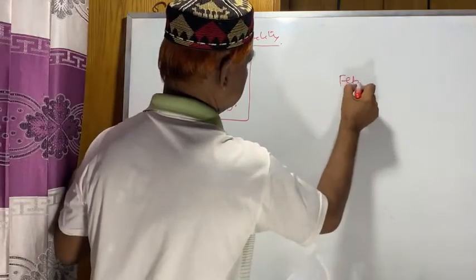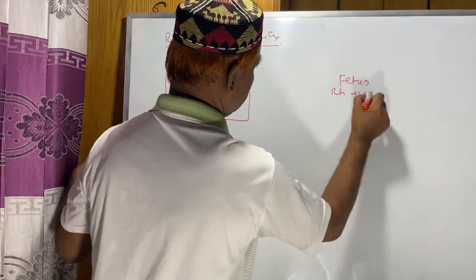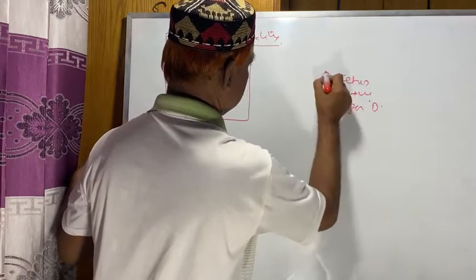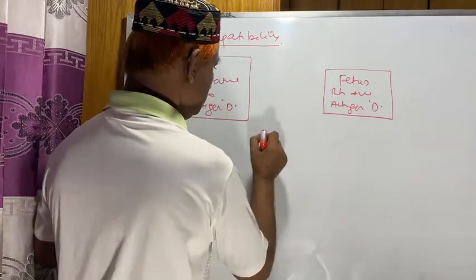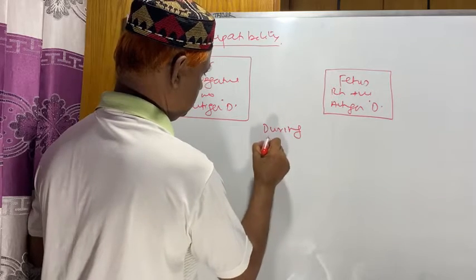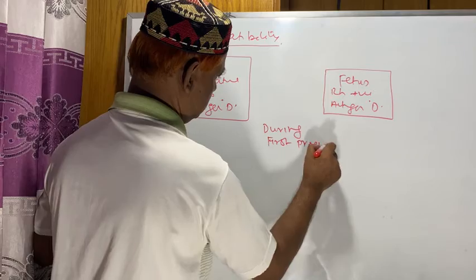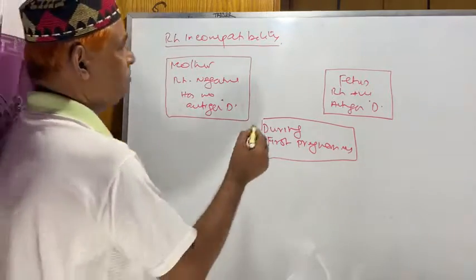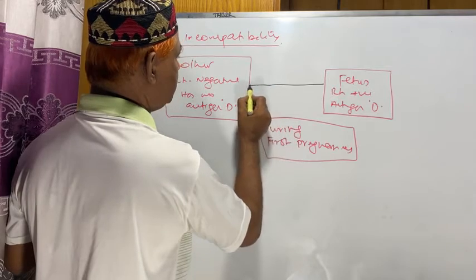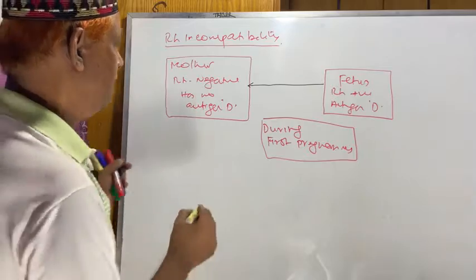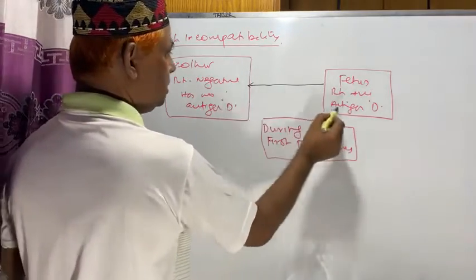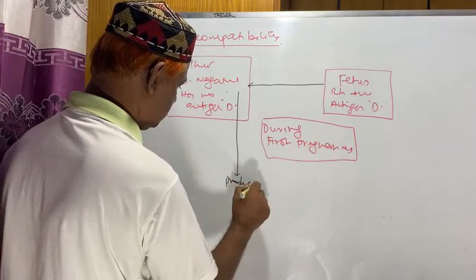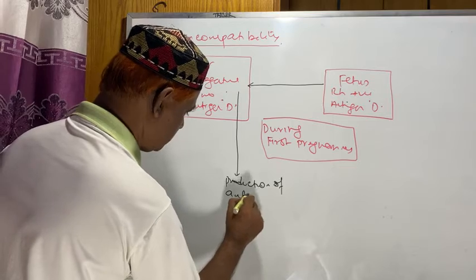And this is the fetus. Suppose the fetus is Rh positive. What does it mean? The fetal RBC contains antigen D. During the first pregnancy, what will happen? The fetal blood containing antigen D will enter into the mother's circulation, and as it enters the mother's circulation, due to the presence of antigen in the mother's circulation, there will be production of anti-D antibody.